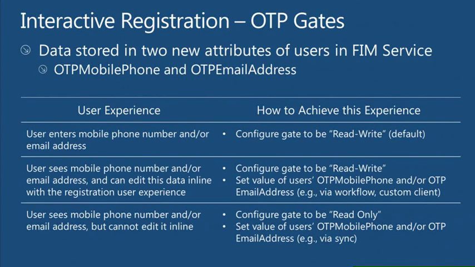What's new? The OTP. So we have 2 new attributes in FIM service on the users themselves. OTP mobile phone, OTP email address. If you go to the FIM portal, you'll be able to see these attributes in the advanced view as the administrator. You can set these attributes through just normal FIM portal interaction, go to FIM service, web service, or the portal, and change them. Or you can change them during the registration experience itself. And what you can do is you can configure in the registration page whether you want to allow the user to change the value or not.